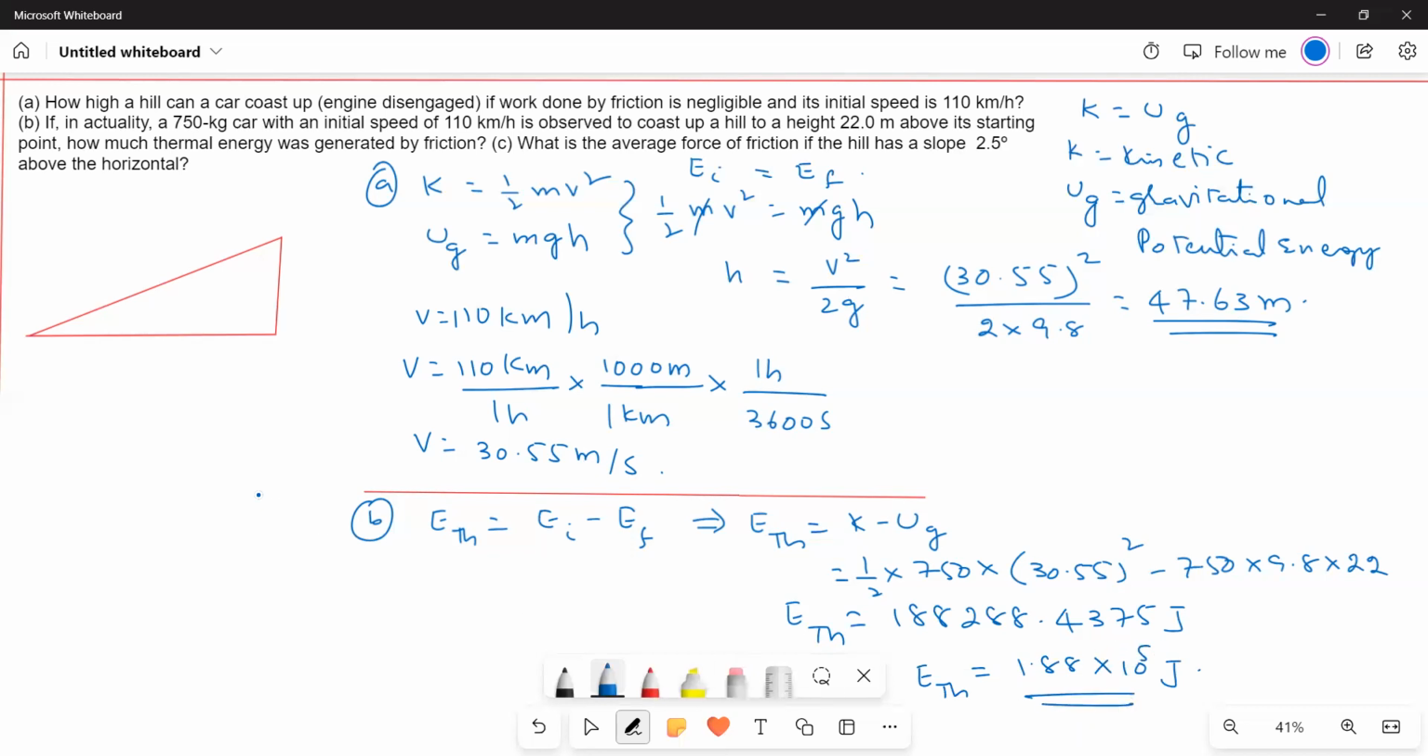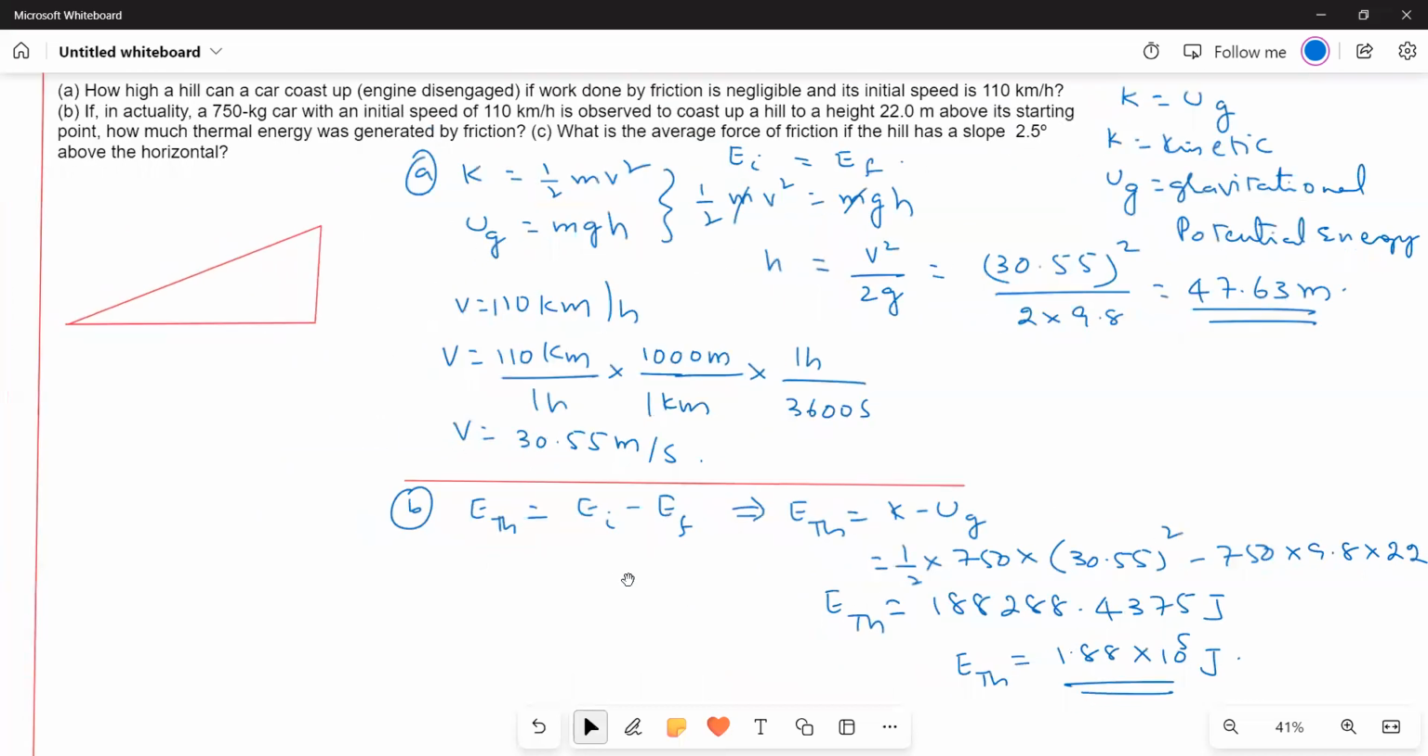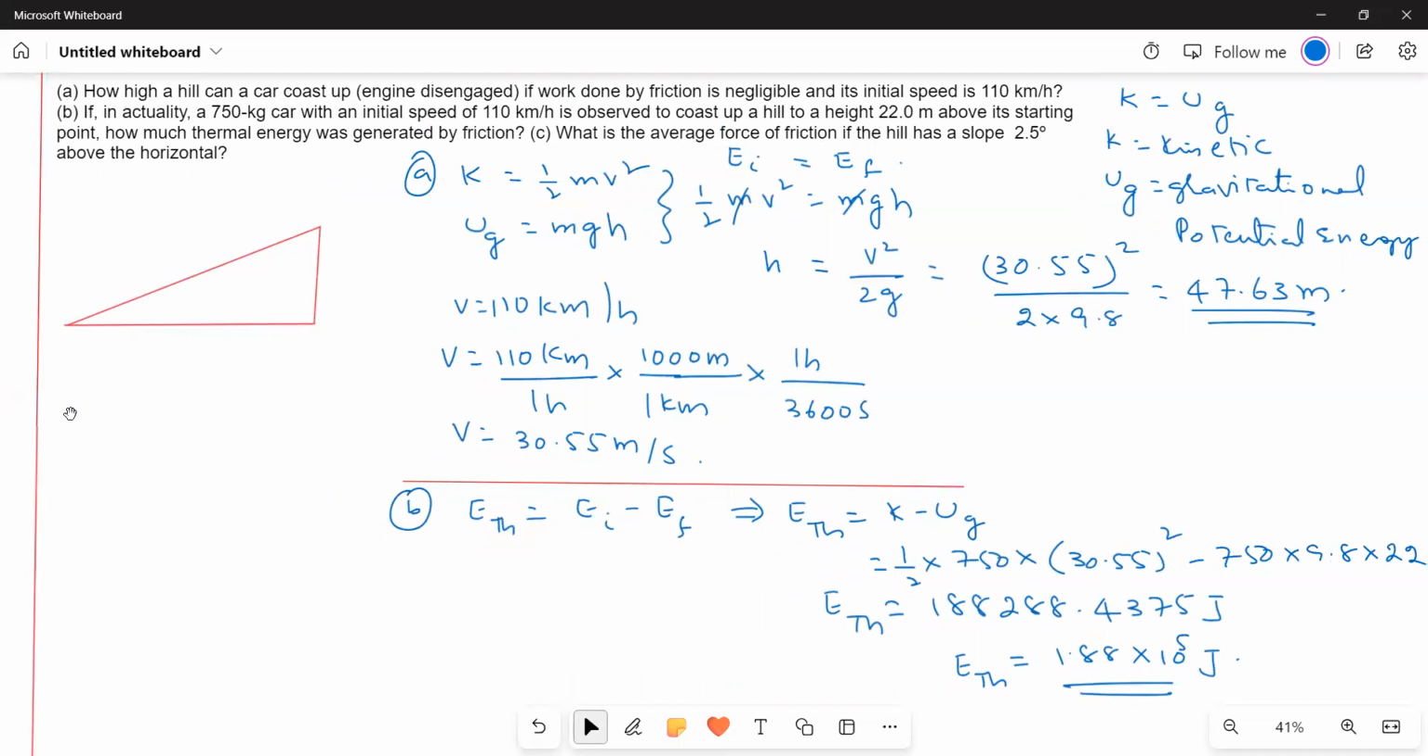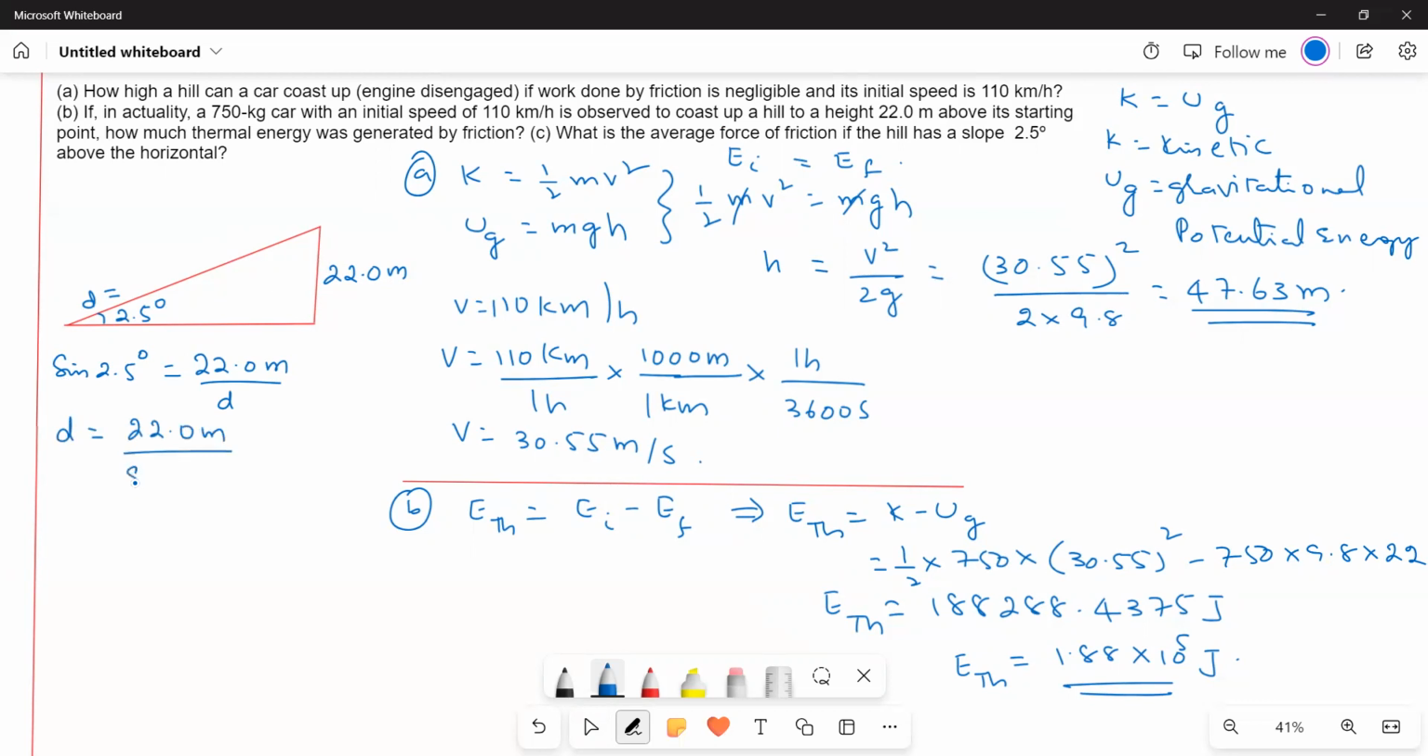Okay. Now he's asking us to find out the third bit. To do the third bit, what we require, what is the average force of friction? So first we have to find out the distance that we find out from the geometry of the figure. This is 2.5 degrees. This is 22 meters. And then geometry of the figure means sine 2.5 is equal to 22 meters divided by distance. So the distance, on solving this one, I get the answer: 504.36 meters.